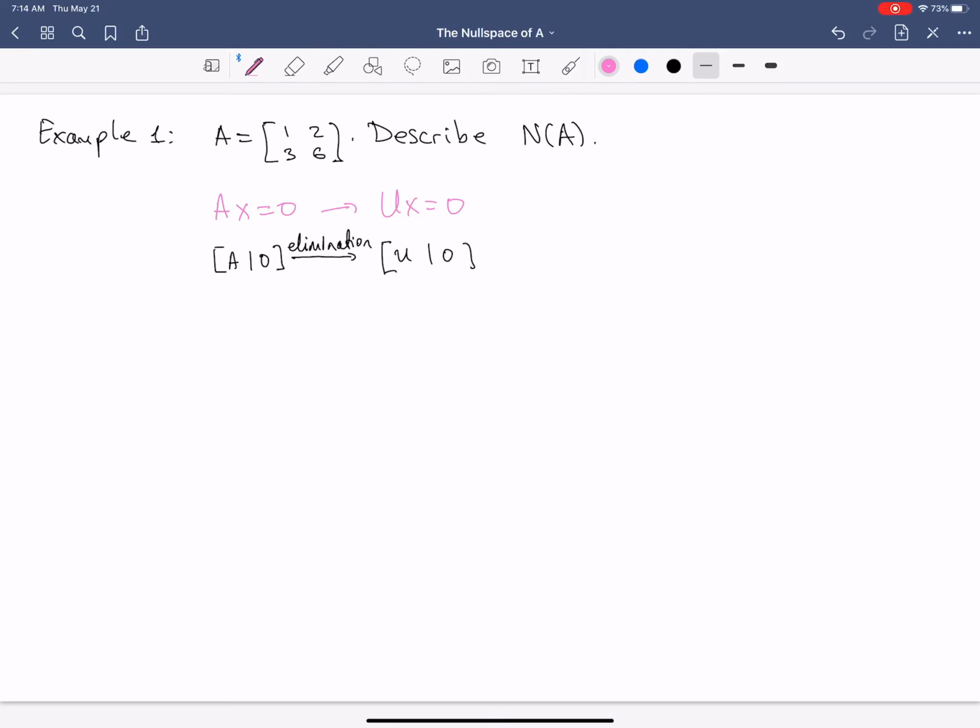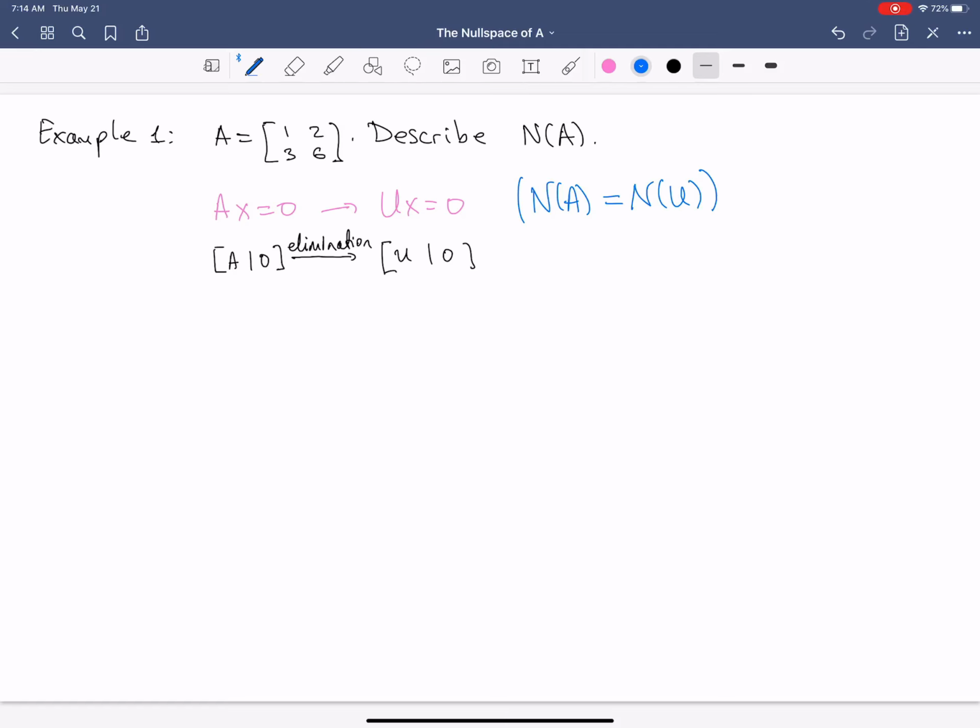So the strategy will always be to carry out elimination, because whatever X solves AX equals 0 is the same X that solves UX equals 0. So actually, the null space of A is the same as the null space of U. I'll put that comment here. The null space of A is truly equal to the null space of U, where U is that reduced upper triangular matrix that we get from A.